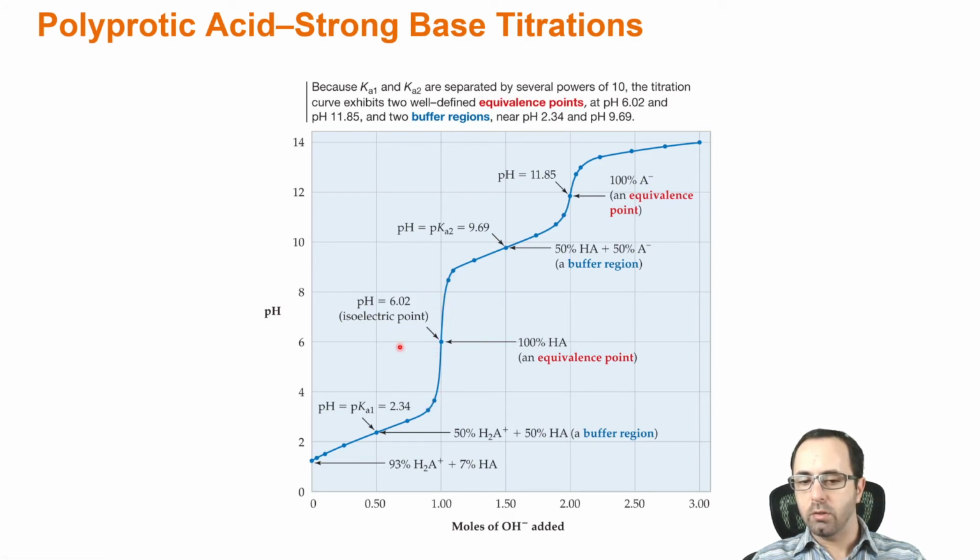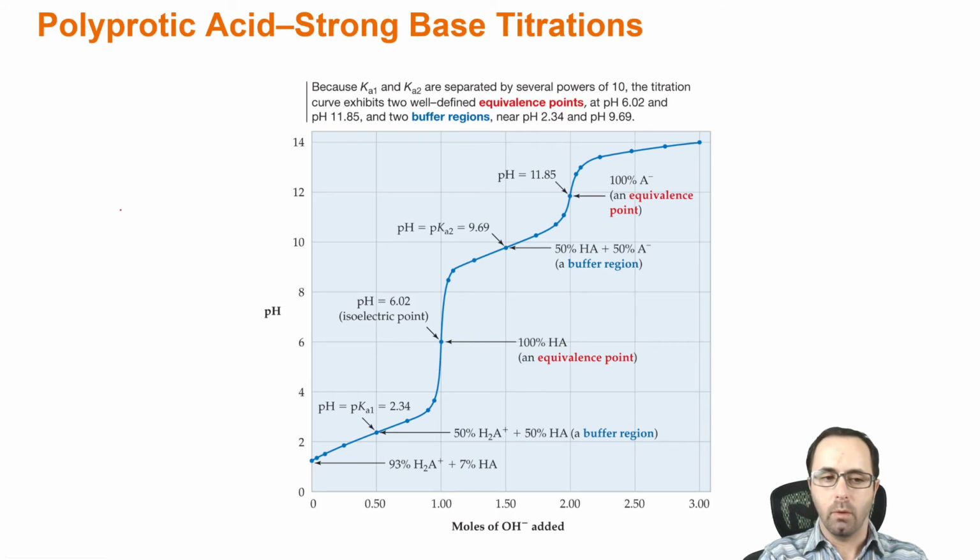This is the first equivalence point. So here, the first steep rise is the loss of the first proton from the diprotic acid. So we have a diprotic acid with 2 protons. It's losing its first proton, and so now all that's left is the one without a proton.